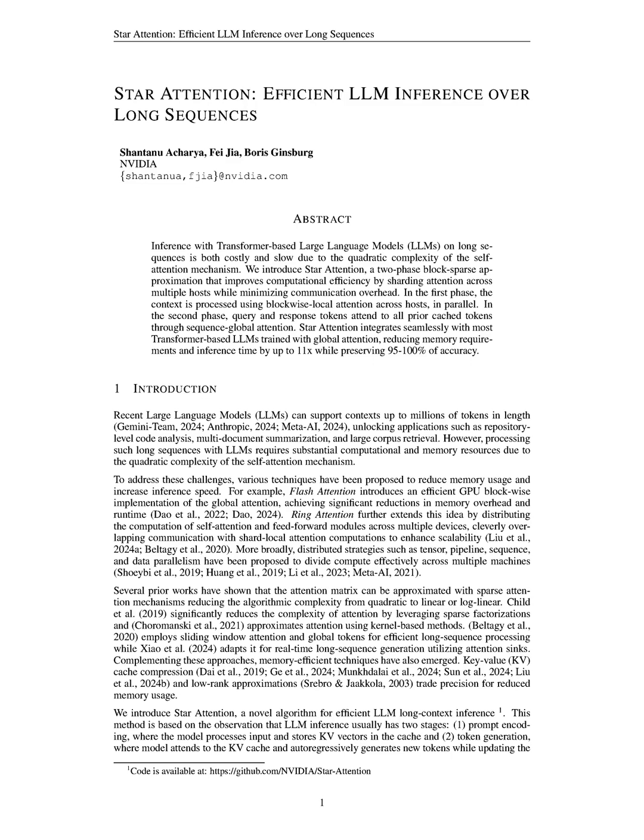It specifically targets the inefficiencies in processing long sequences by employing a two-phase approach. First, it divides the context into contiguous blocks for local attention, which reduces complexity from quadratic to linear, and second, it utilizes global attention for query processing and token generation. This method allows for efficient context processing across multiple hosts without interblock communication, thus enhancing scalability and inference speed.